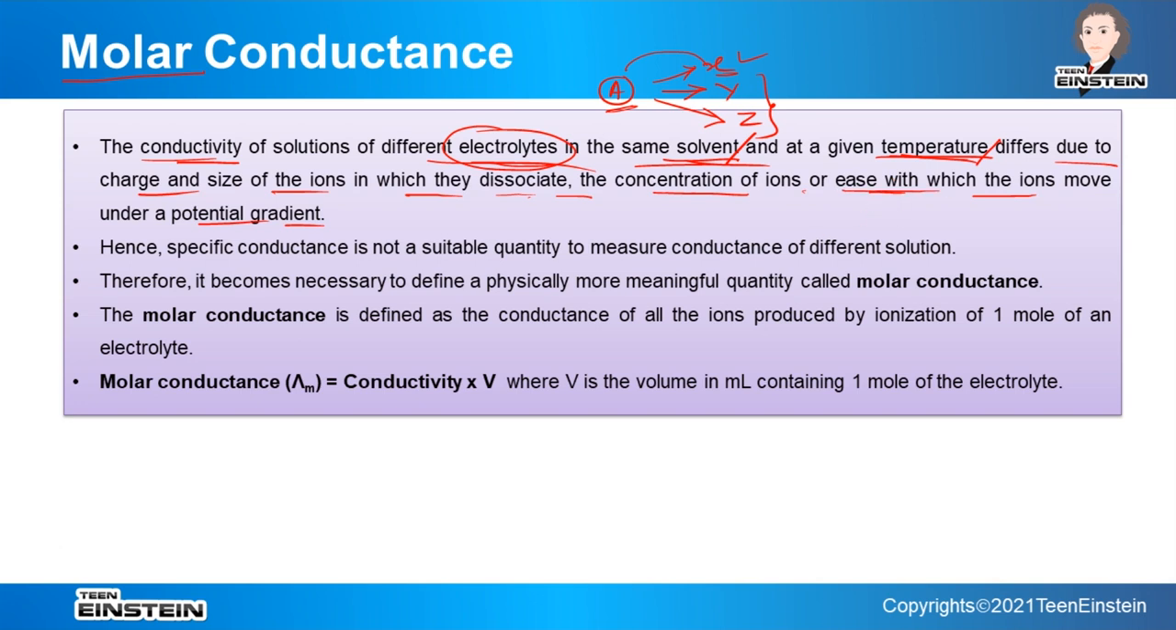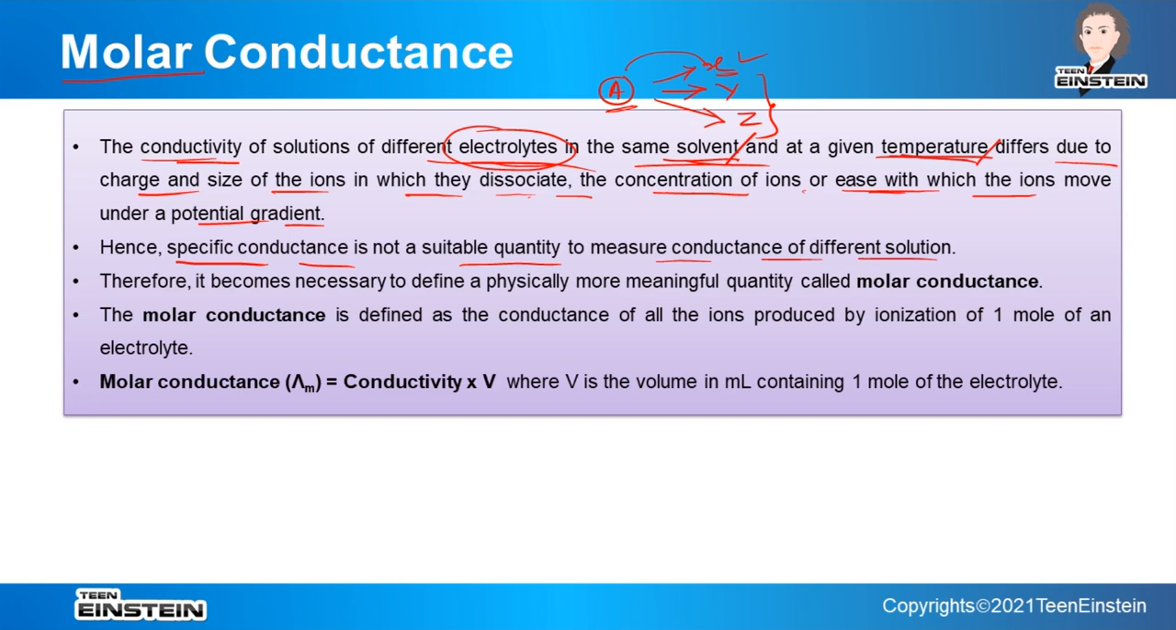You can say it is a mobility. That is how mobile the ions are, because the higher the mobility, the higher will be the movement, the higher will be the electricity. Okay, so all these things will vary. So specific conductance or conductivity is not a very suitable quantity to measure conductance at different dilutions.